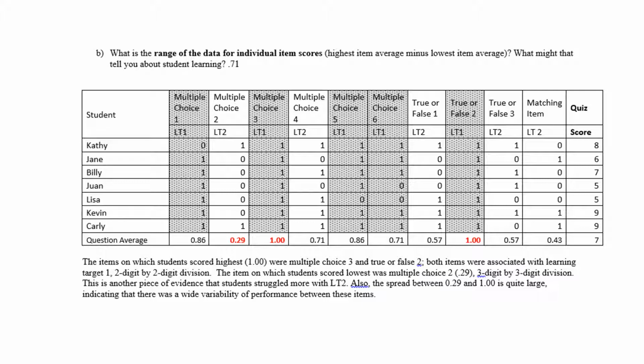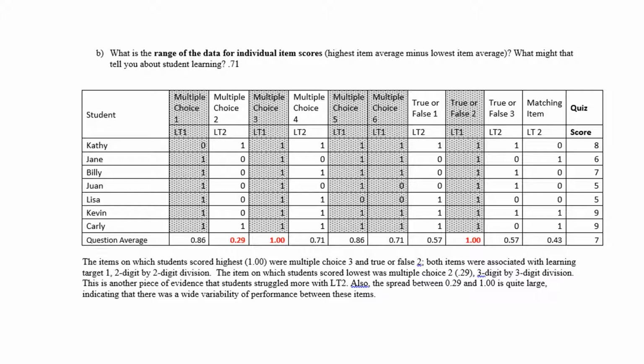that was a 0.29. So if we simply subtract 1 minus 0.29, we get 0.71. And so this is the range of the item scores. Now, 0.71 out of 1, that's pretty large. So again, there's a lot of variability among questions.